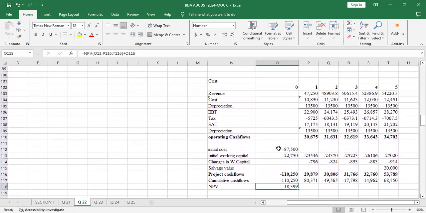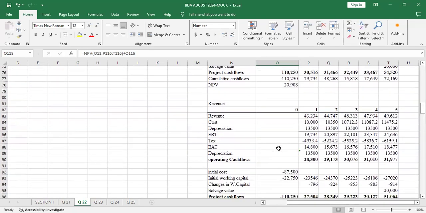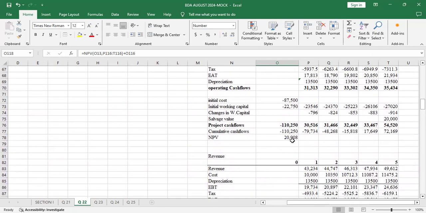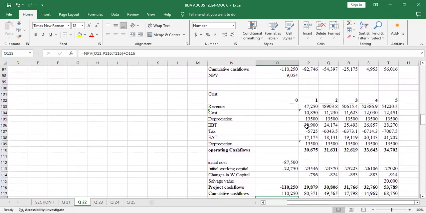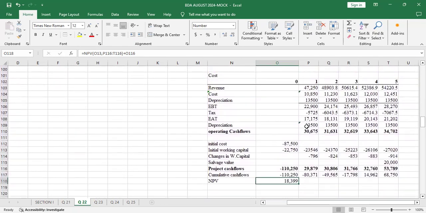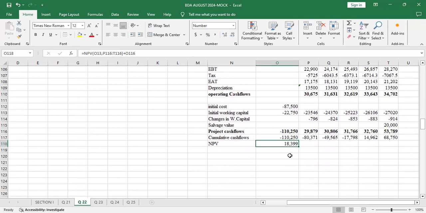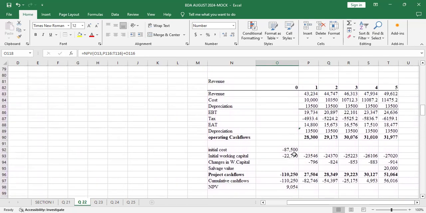So you can see the sensitivity is that when revenue is adversely affected at 8.5%, NPV reduced from 20,908 to 9,054. But when costs are varied, it reduced from 20,908 to 18,310. There's no big margin there. So that's the basis of doing sensitivity analysis.